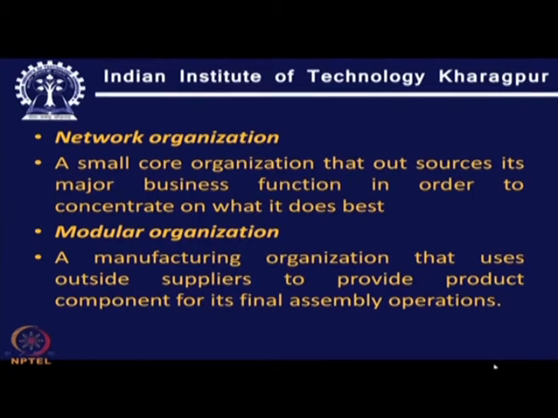So, here what happens is that parts of the product are made separately in modules with different people and with suppliers, and then they provide it to the main organization who assemble it into the kind of thing it requires. It is used in that sense, like a manufacturing organization that uses outside suppliers to provide product components for its final assembly operations, and after that the total thing comes out.